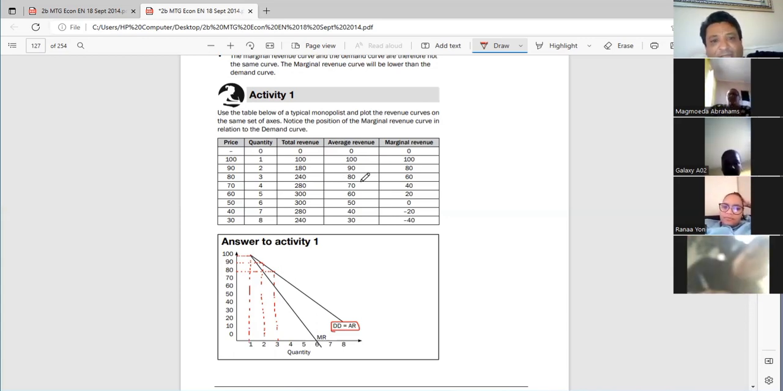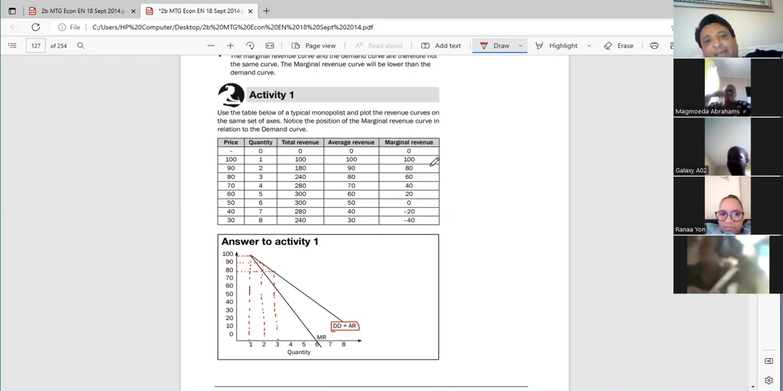The average revenue is actually the average of that particular price, which is the price. So average revenue is 80 rand, which means it's your price, 80 rand. Now, marginal revenue. How does marginal revenue work? This you must write down.